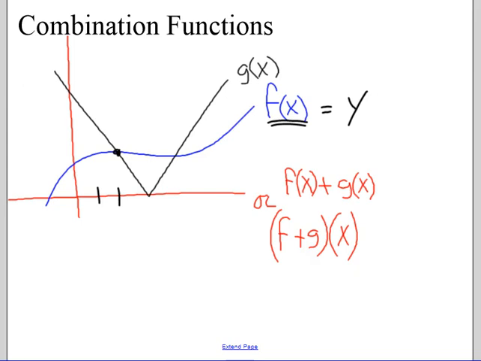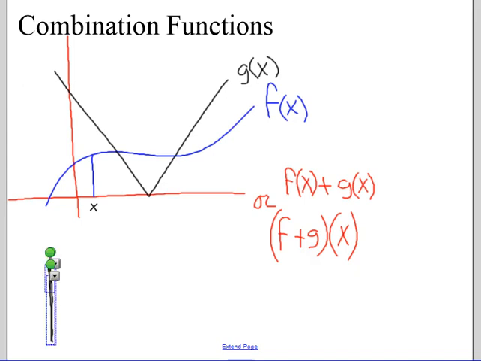So when I say f of x plus g of x, what you're doing is simply adding up the y values. Well, the y value is a distance. How far is it from the red line up to where your graph is? That's what f of x is, right? So when you do a sum, all you're doing is adding the two distances.